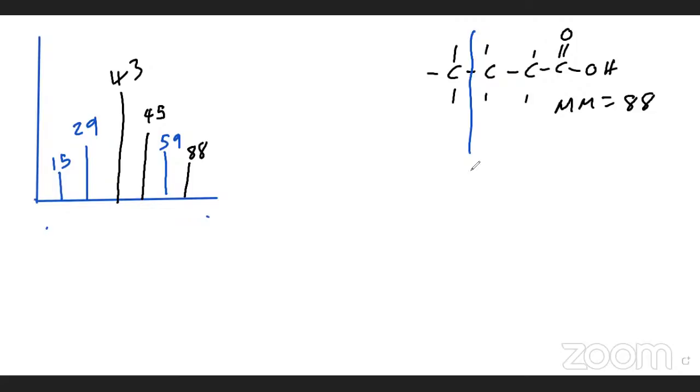In which case, let me see how much that is. Excuse me, sir. Yes, go ahead. Because on the exam, would they give us one and then we'd have to draw it based on the formula that they give us? No, I haven't seen it like that. They give you the chart and ask you to figure out the compound and the fragments. Okay.